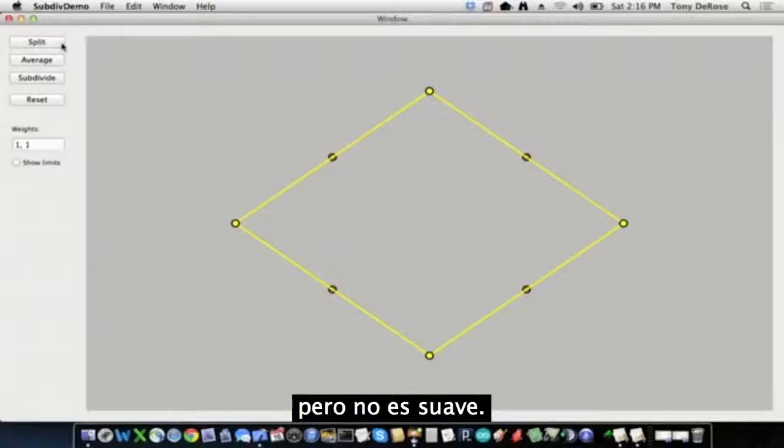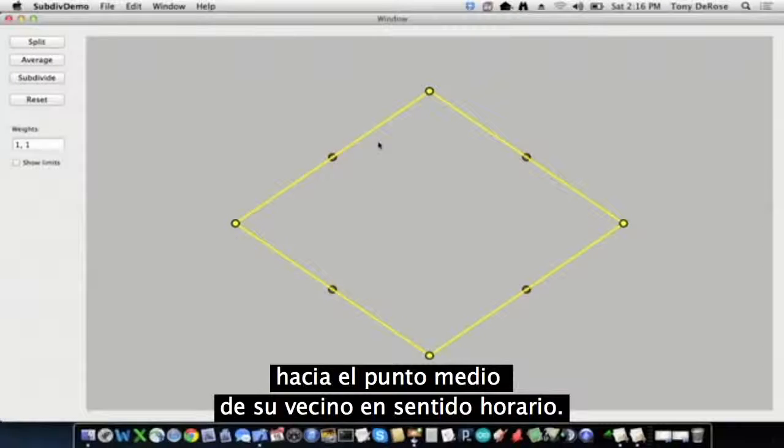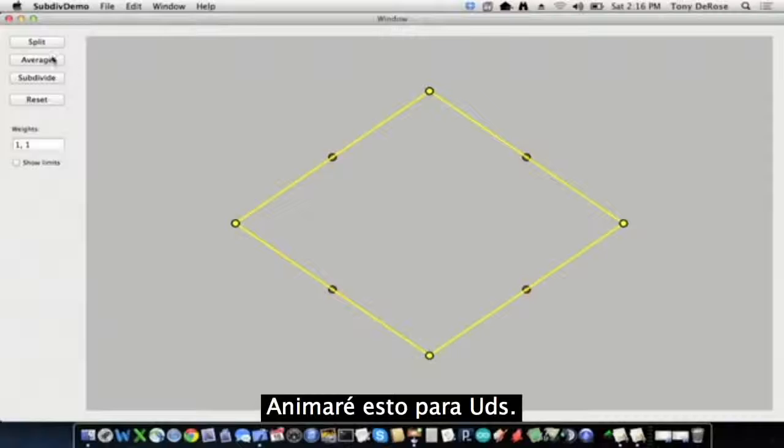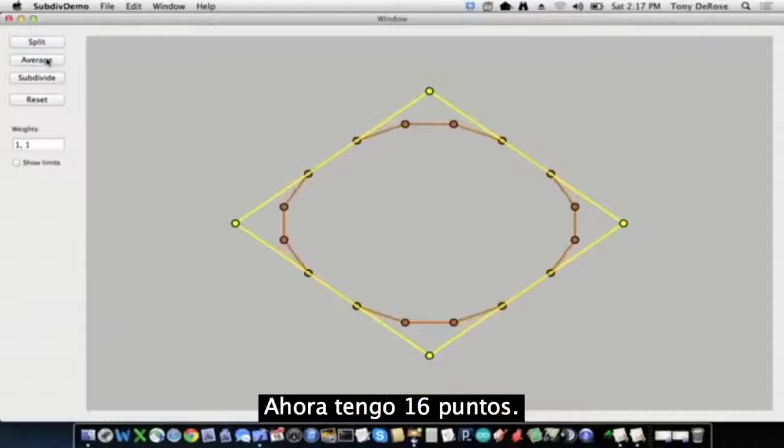But it's no smoother. I'm going to make it a little bit smoother by moving all of these points from where they are now to the midpoint of their clockwise neighbor. So let me animate that for you. I'm going to call that the averaging step. So now I've got 8 points. They're a little bit smoother. My job is to make a smooth curve. So what do I do? Do it again. Split and average. So now I've got 16 points.